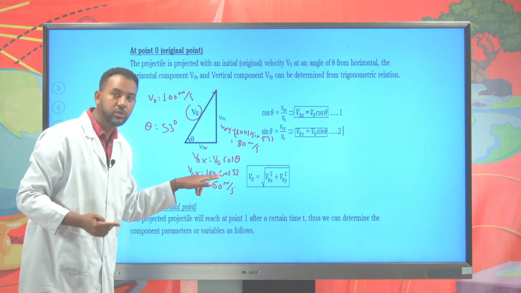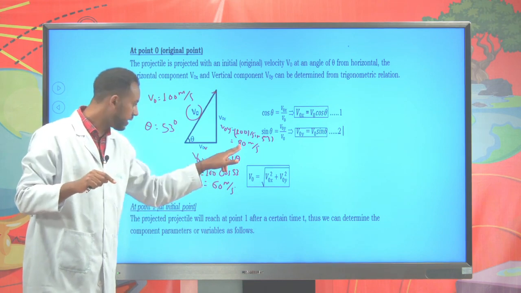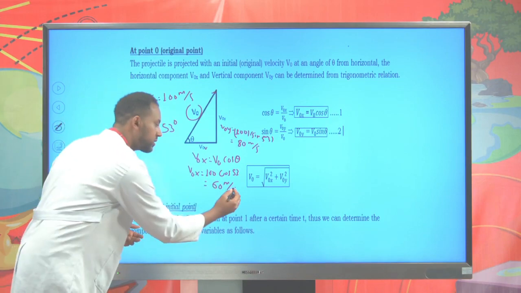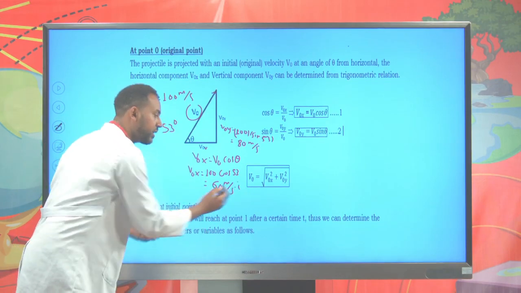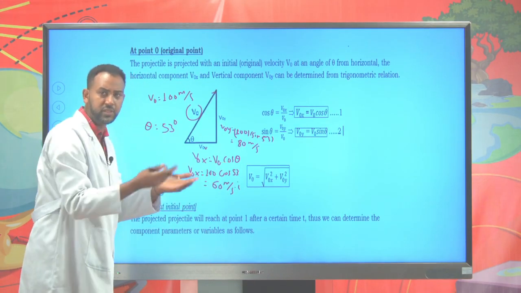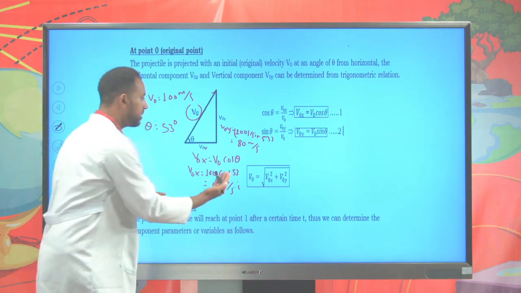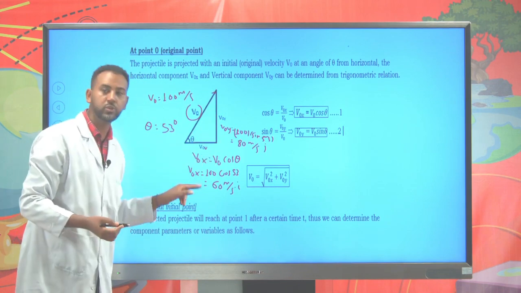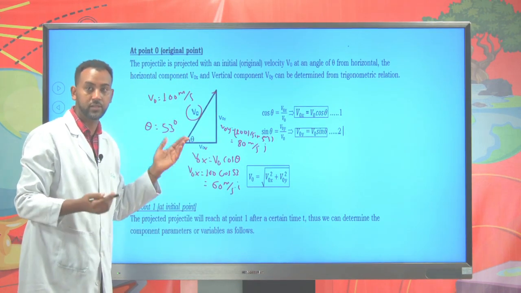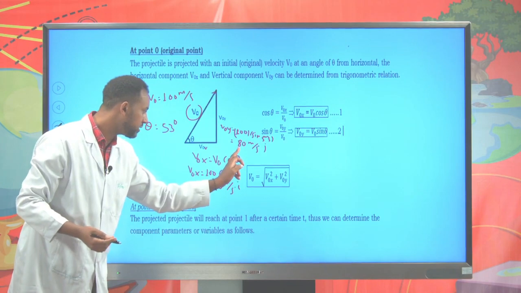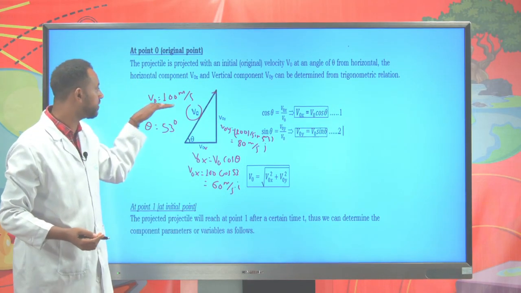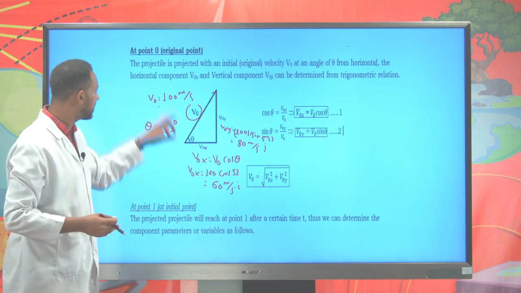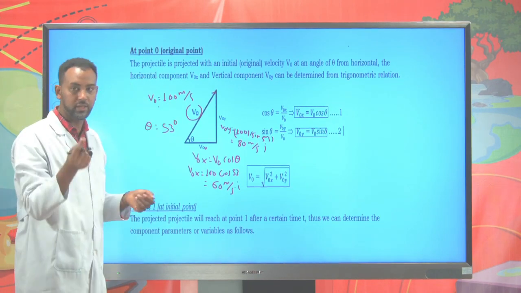When you add these two, you are not going to add them linearly, like 80 plus 60 is 140. This should not be the way, because it is 60 meters per second in the i direction, the x direction. Previously we learned about vectors, and this other one is projected in the j component. So what is the total velocity? You have to find the resultant velocity: 80 squared plus 60 squared should give us 100 squared. This is how we determine the resultant vector at the original, or initial, point.